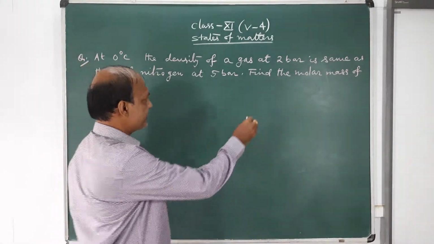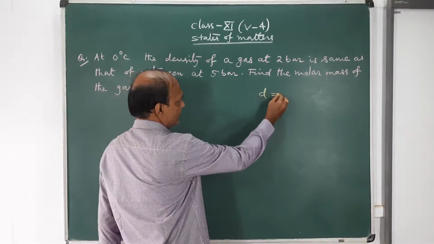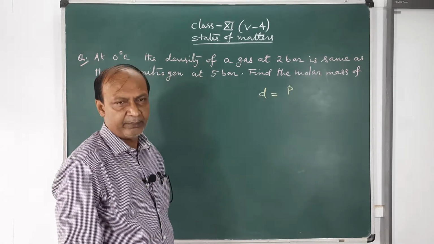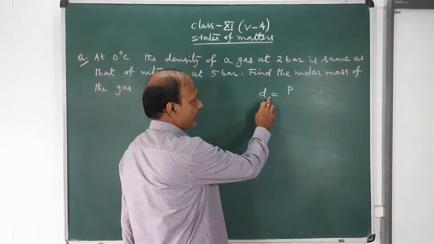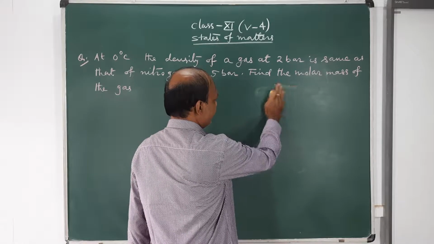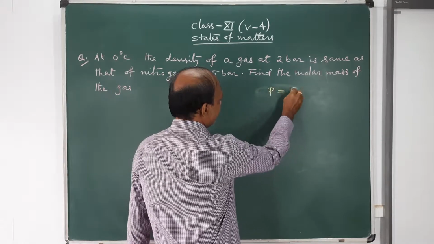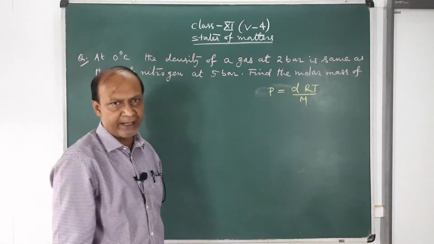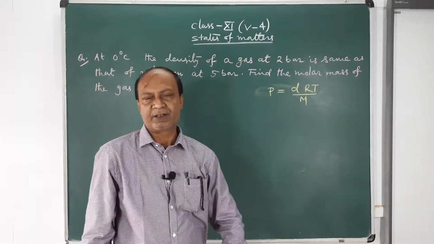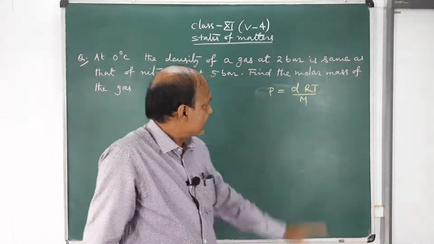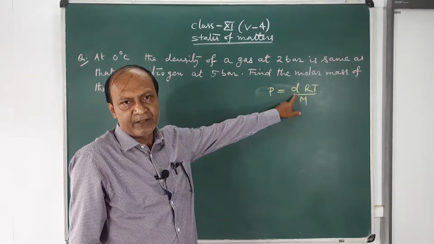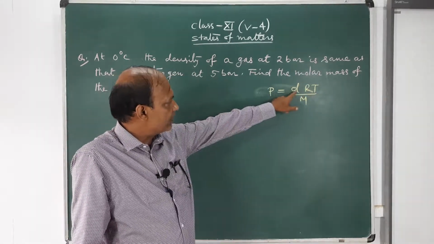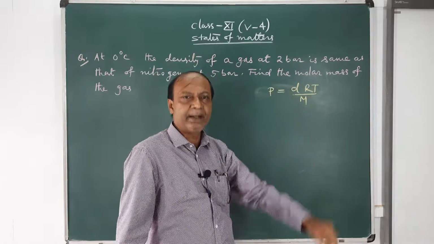As you know, PV equals nRT. From that formula we have derived that P equals dRT by M. This formula you have seen in the last class. Remember, pressure is directly proportional to the density of the gas at a given temperature.